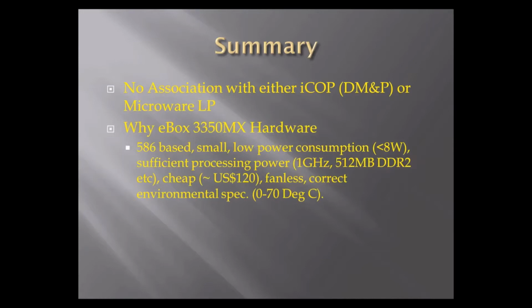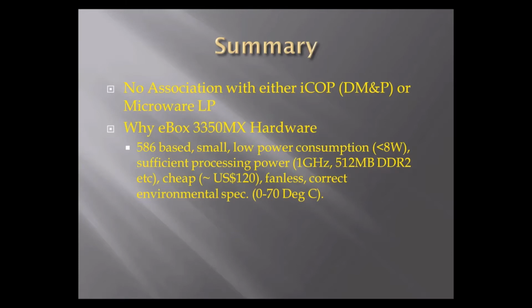Why did I use the eBox 3350MX hardware? Well, I needed a 586 base machine, an IBM PC effectively. It's small, only 85 by 85 by 20. It's extremely low power consumption, less than 8 watts. It has sufficient processing power: a 1 gigahertz processor, 512 megabytes of DDR2, and as much SD card memory as I want. And it's cheap. Currently the prices are around $120.